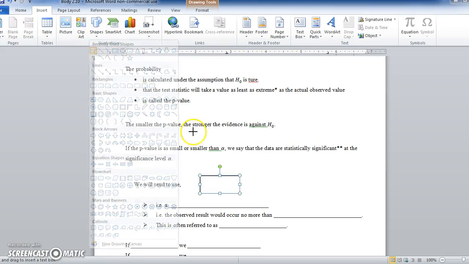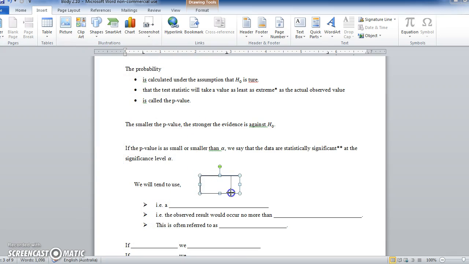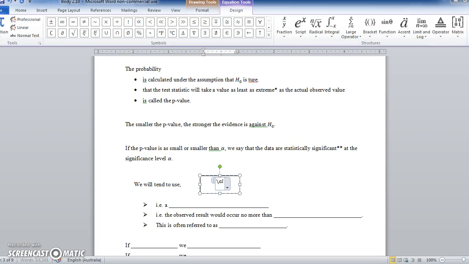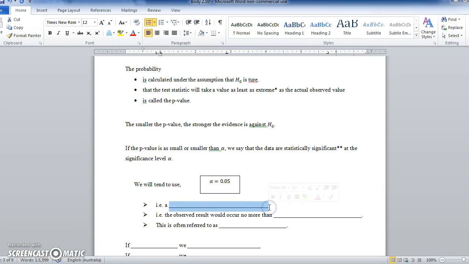So what we generally use in this course is we set alpha equal to 0.05. So this is a significance level of 5%, and that means that the observed result that we've got would occur no more than 1 in 20 times.